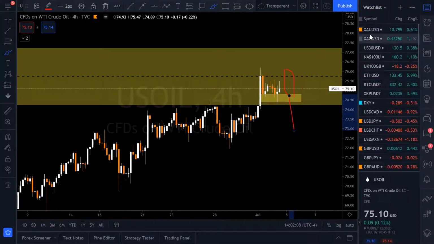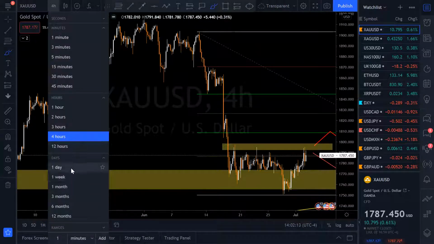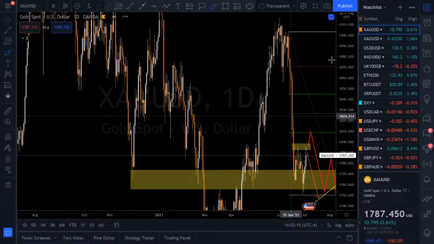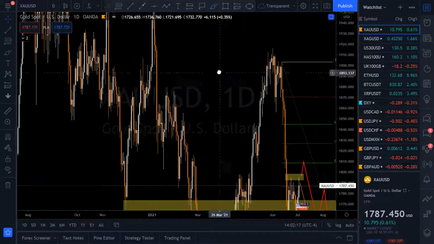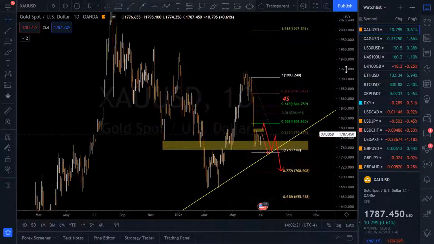Also, I want to take a look at gold. All right, let's take a quick look at gold. There's no long-term outlook on gold for me, as far as I can see. All right, look at this.